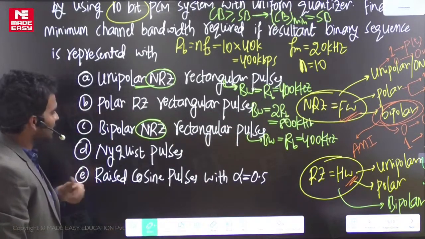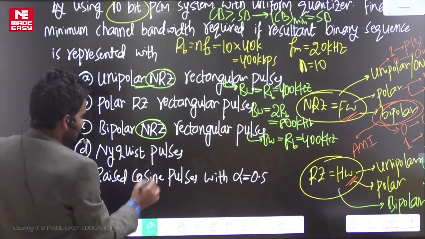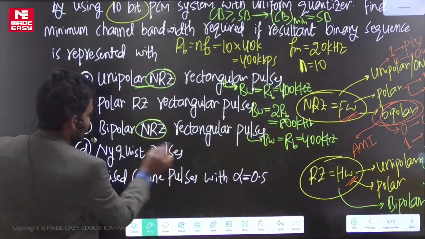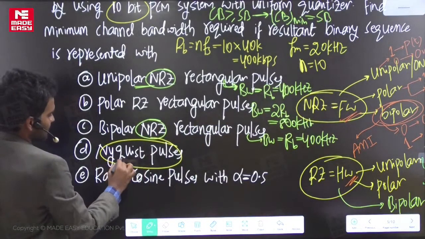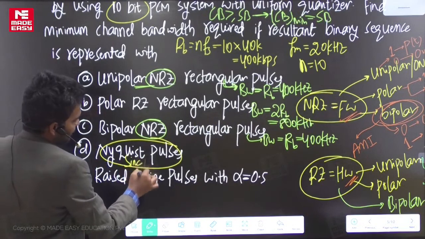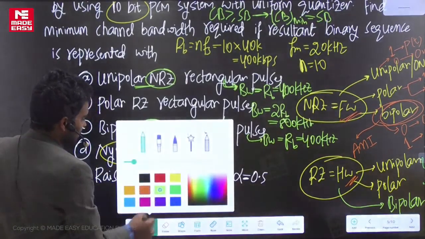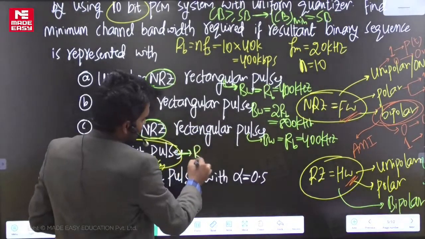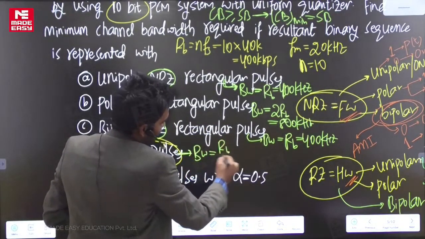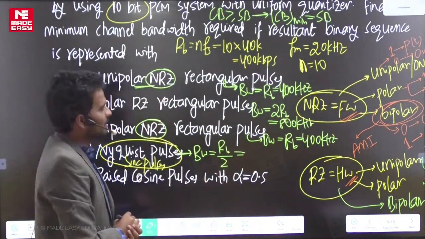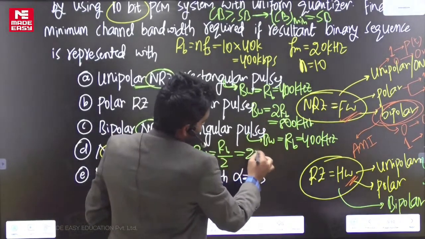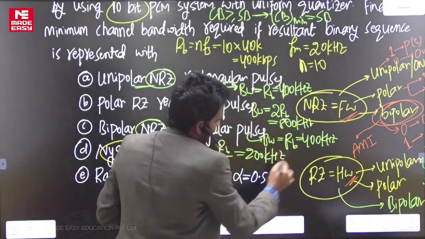The next option D is Nyquist pulses. Nyquist pulses are also called sinc pulses. If you represent a binary sequence with Nyquist pulses or sinc pulses, the bandwidth is RB by 2. So RB by 2 will be 200 kHz.